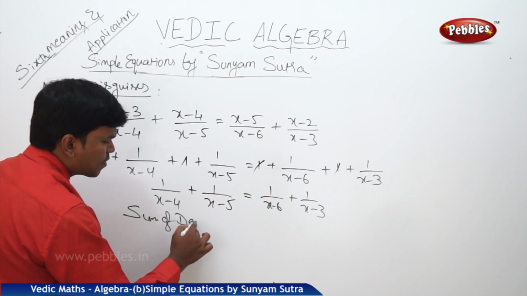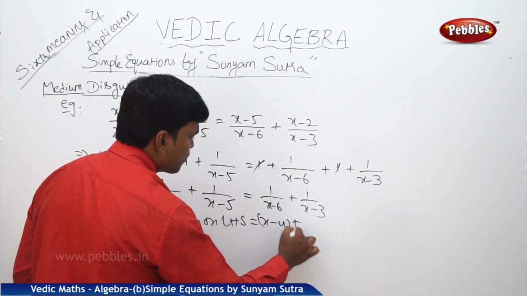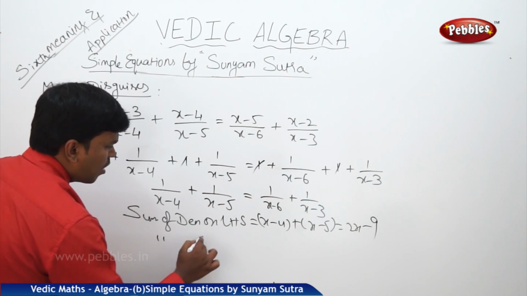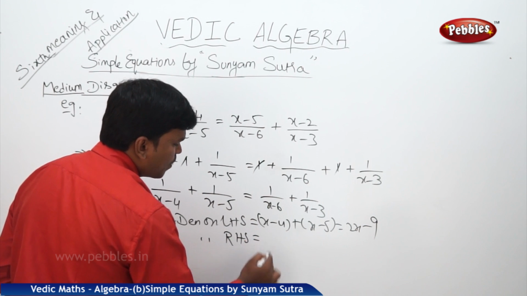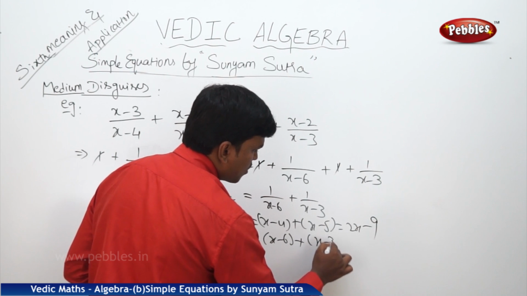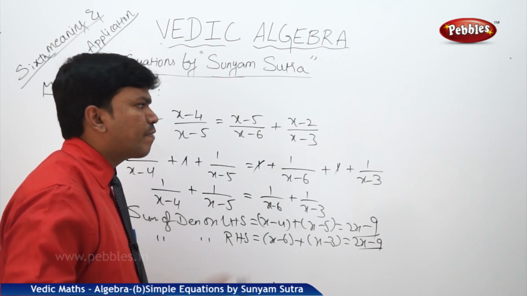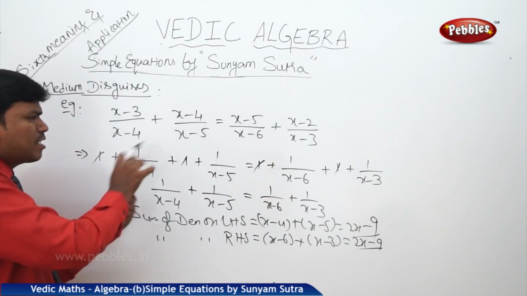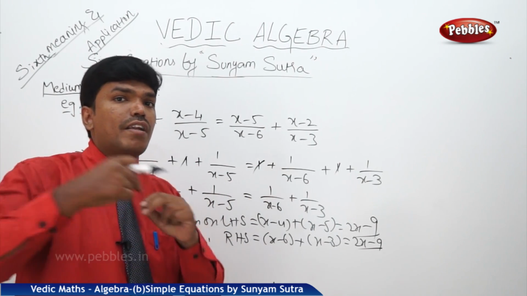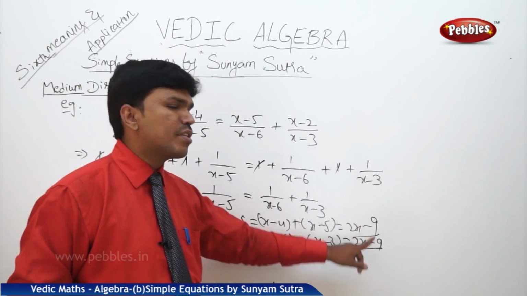What is the sum of denominators on LHS? x minus 4 plus x minus 5. How much will you get? 2x minus 9. Similarly, on RHS, x minus 6 plus x minus 3, it is also 2x minus 9. So both the sums are equal on both sides. So with a medium disguise, that means with a small change in the given form of the equation, we get the equation in our required standard form, and we compare the sum of denominators, and the sums of denominators are equal.